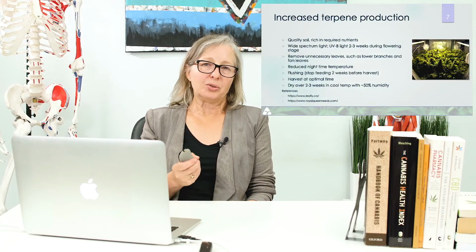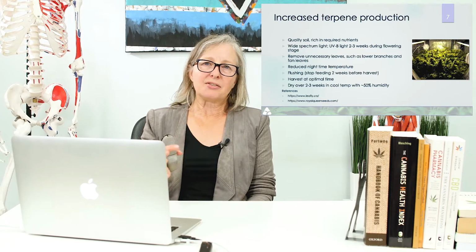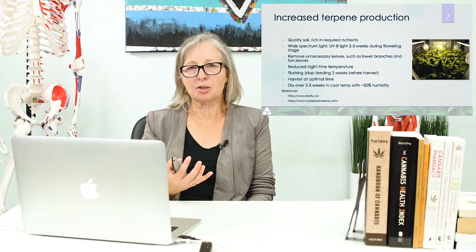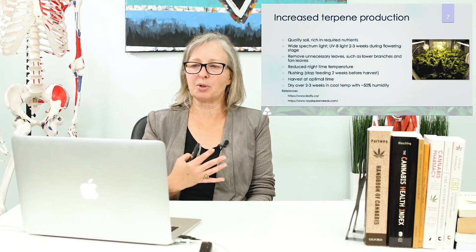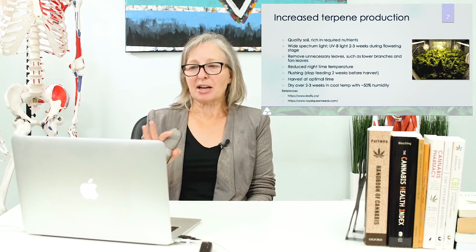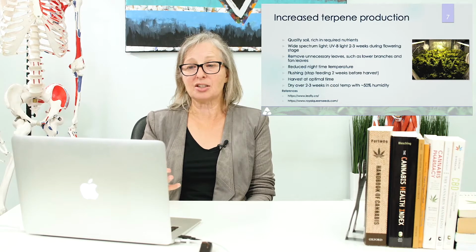As a grower, you can increase the terpene content based on different types of light that you use, the type of nutrients that you put into the soil. That's really important. Some growers say that they use that wide spectrum of light, or UVB light, 2 to 3 weeks during the flowering stage.